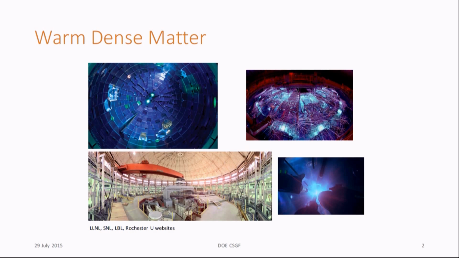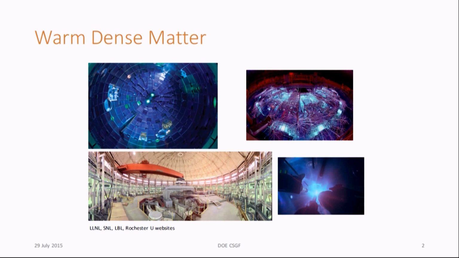So warm dense matter is a highly energetic phase that's intermediate between solids, liquids, plasmas, and gases, and it's got characteristics of all of those phases in one. You find it in the really high temperature and high pressure conditions that you'd find in planetary cores, the surface of the sun, neutron stars, or on the path to ignition of inertial confinement fusion.